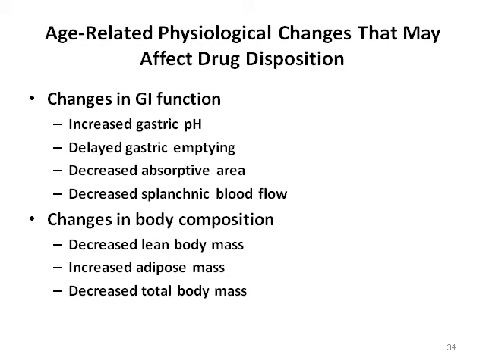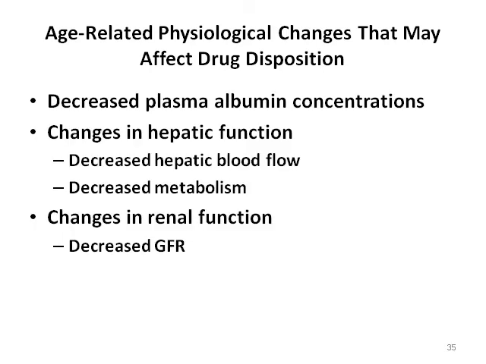As you get older, the villi that are used for absorption tend to decrease. We also get a reduction in the blood flow to the GI tract, the splanchnic blood flow, which can affect absorption. We also see that as you get older, lean body mass decreases. We get more fat tissue and an overall total body mass decrease. But increased adipose tissue with a lipophilic drug may distribute the drug into the lipid tissues much more than we would like. We also see plasma albumin concentrations go down. That may affect protein-bound drugs.